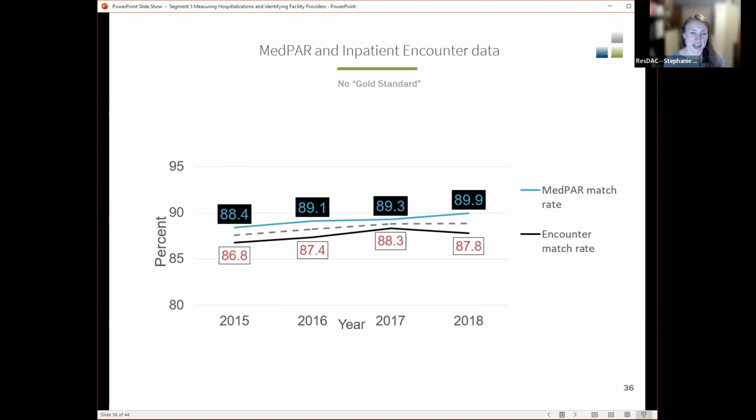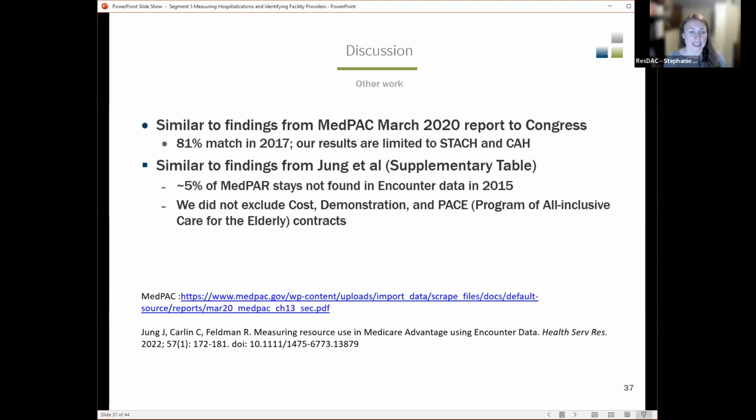So when we look over time, how many were we able to match? Because we don't have a gold standard, we went both ways. We said how many MedPARs match in the encounter data, and then how many encounter records match in the MedPAR data, and then if we combine the two, how many are we finding? So we have MedPAR having a slight edge on the number of records, and it has improved over time, although we're looking at 88% versus almost 90%. So a little bit of improvement.